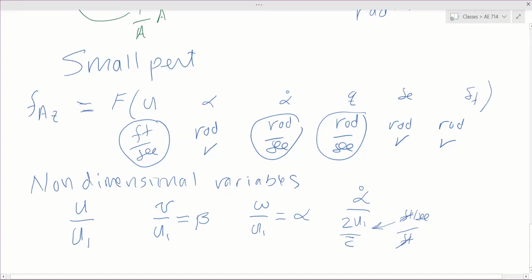And so now you see where that weird combination came from when we modeled Q and R, because we do the same thing with pitch rate. We divide Q by 2 U1 over c bar. You flip the c bar up, and that's what we used to write as Q c bar over 2 U1. Dimensionless.